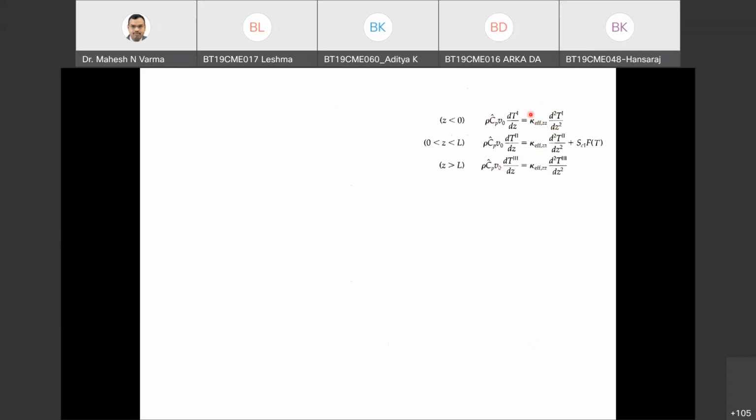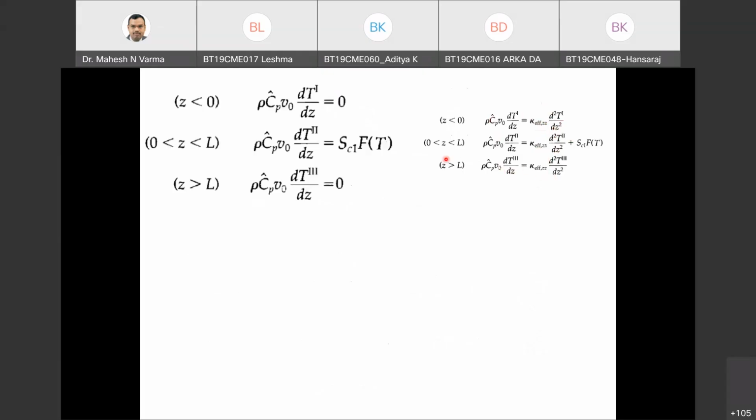If I neglect the conductive heat flux, what is the equation I will be getting? Rho into Cp V0 dT by dz equals 0. This is for zone 1, this is for zone 2, this is for zone 3. Now this is a first order differential equation. I need only 3 boundary conditions instead of 6 boundary conditions.